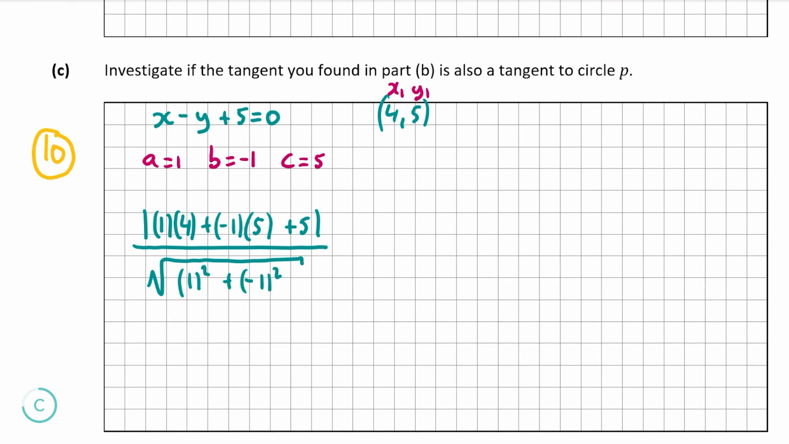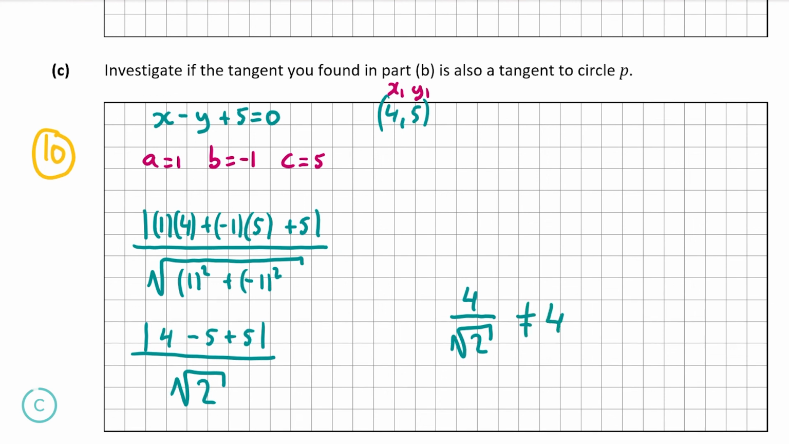So evaluating the top, it's the absolute value of 1 by 4, which is 4, plus minus 1 by 5, which is minus 5, plus 5, over the square root of, so 1 squared is 1, plus minus 1 squared is also 1, so the square root of 1 plus 1, so the square root of 2. And now evaluating the top, we get 4 minus 5 plus 5 is just 4, and that's already positive, so we don't need to do anything with that. And it's going to be over the square root of 2. So that's the distance between the tangent and the centre of the circle P. It's not equal to the radius of P, so therefore it is not a tangent to the circle P.